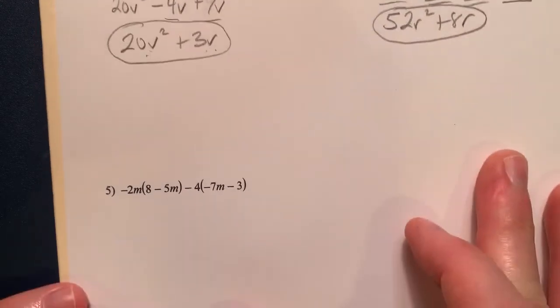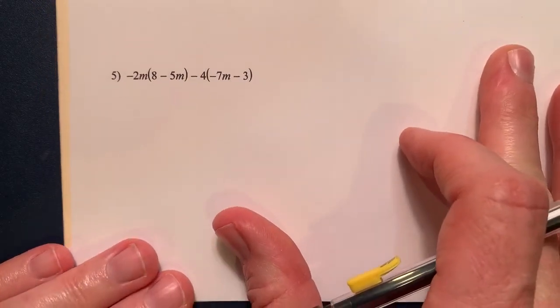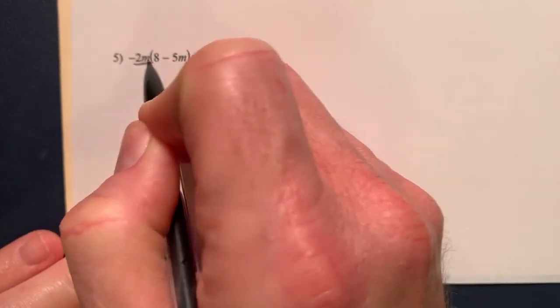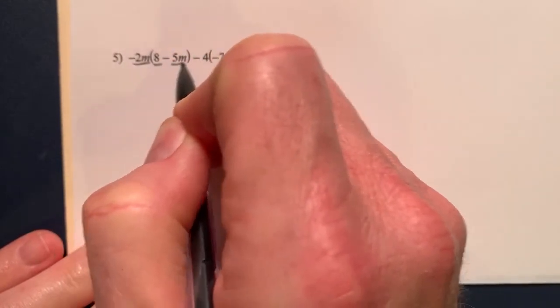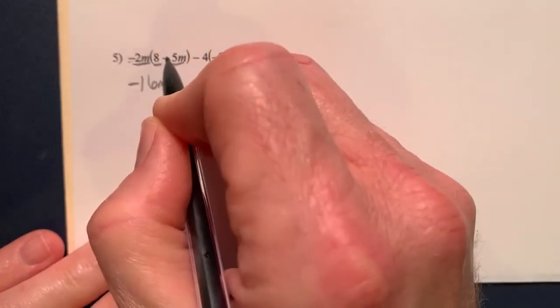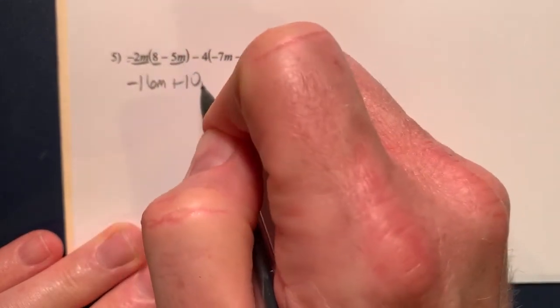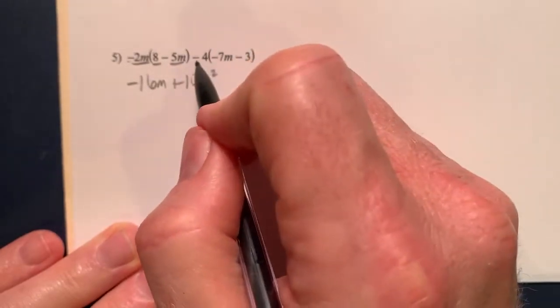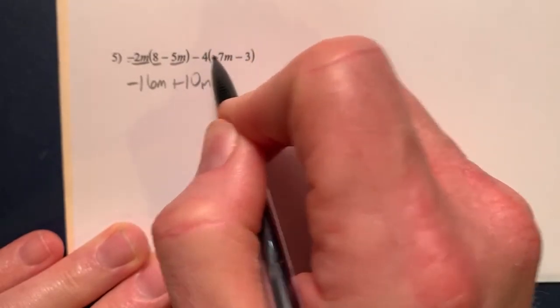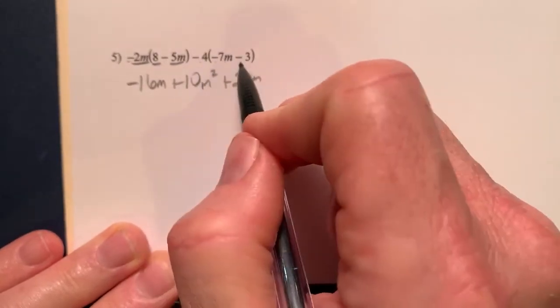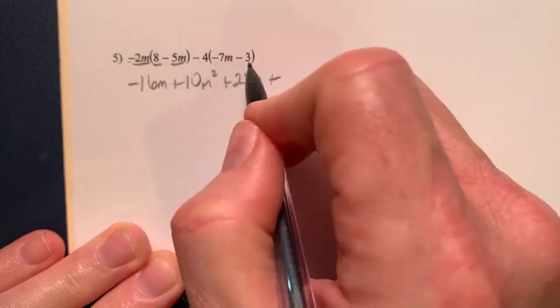In our last example, we're looking at this one. Again, combining like terms after we distribute. So I'm going to go negative 2m times 8m will be negative 16m. Negative times negative is positive. 2 times 5 is 10. M times m is m squared. Negative times negative is positive. 4 times 7m is 28m. And then negative times negative is positive again. 4 times 3 is 12.